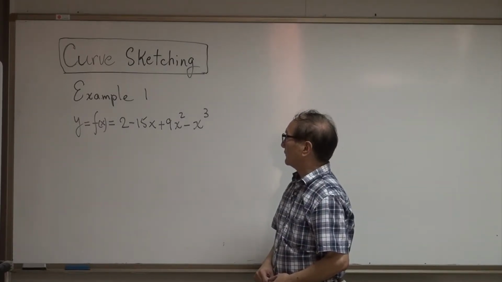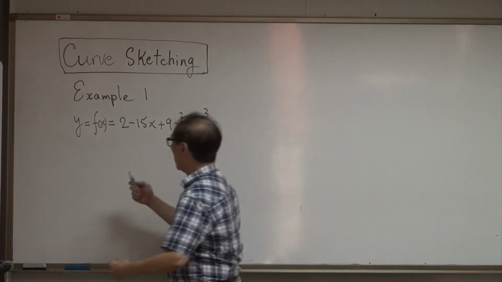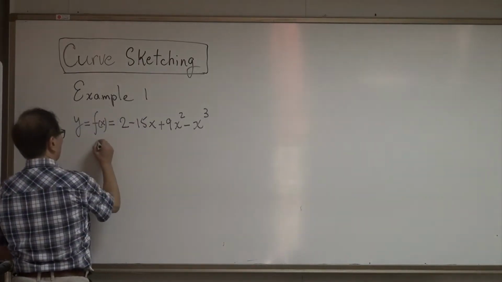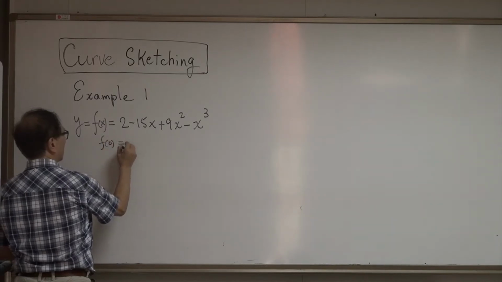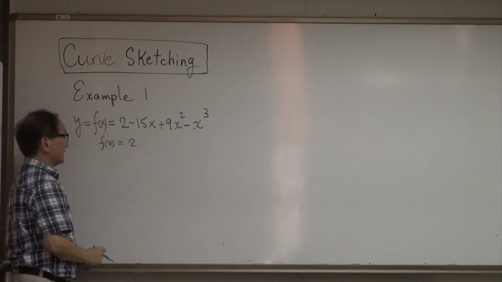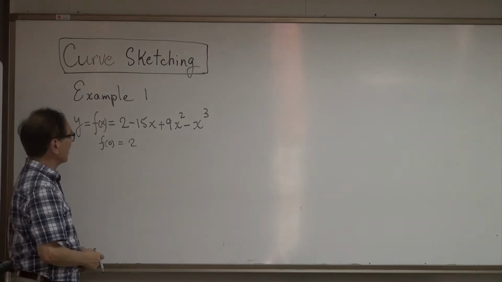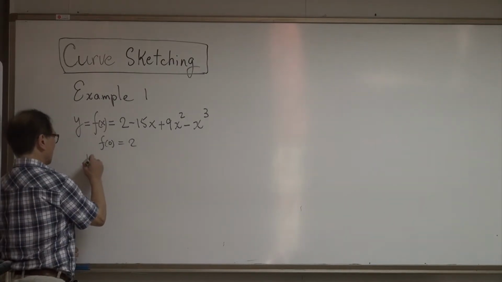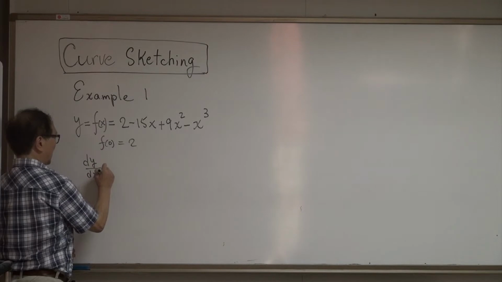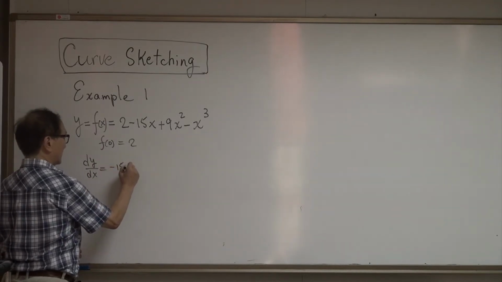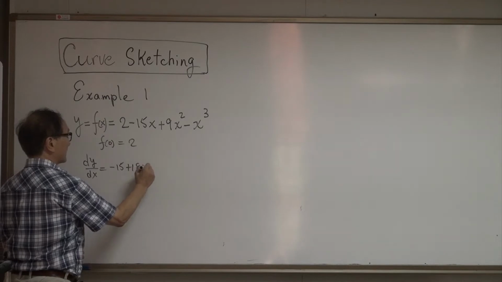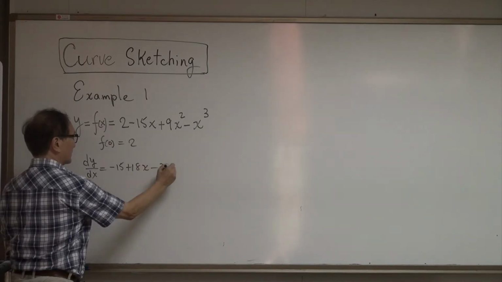We're looking for, say, the y-intercept. The y-intercept is equal to 2. So that is (0, 2), the point. We know it. Then derivatives, dy/dx equals negative 3x squared plus 18x minus 15.